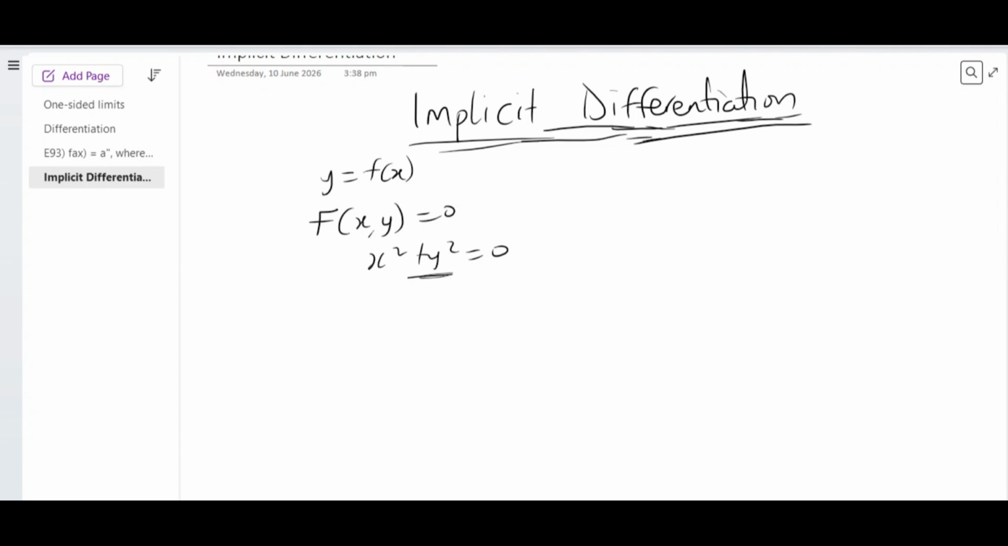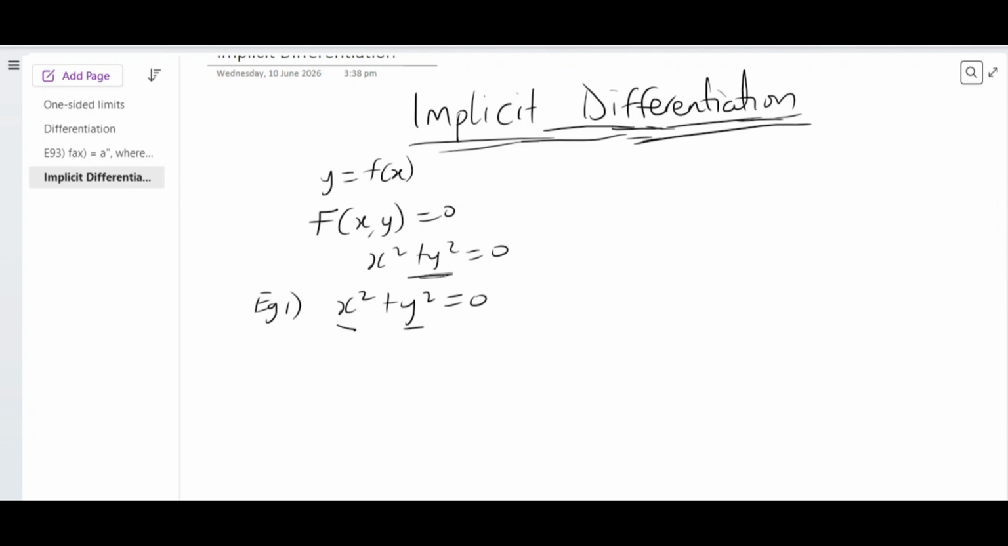Now let's pick a first example, which is a simple one I've written here. We want to differentiate x squared plus y squared equals 0. Now, how do we do that? You differentiate each term separately, which means I'm going to differentiate x squared separately and then differentiate y squared separately. But you need to take note of something. Anytime you differentiate a term with y, like this y squared, you need to attach dy/dx to it, because it's an implicit function.